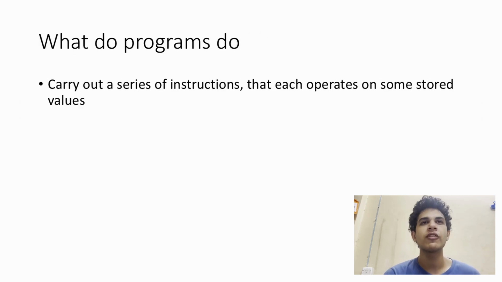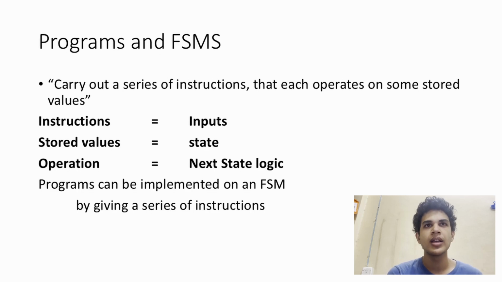Now what we basically realize that programs do is that they carry out a series of instructions that each operates on some stored values. The instruction that we are giving considers some stored values and keeps updating them at every step. Now let's draw an analogy: if we consider the instructions as inputs, the stored values as states, and the operation as next state logic, as in from this state how do I go to the next state.